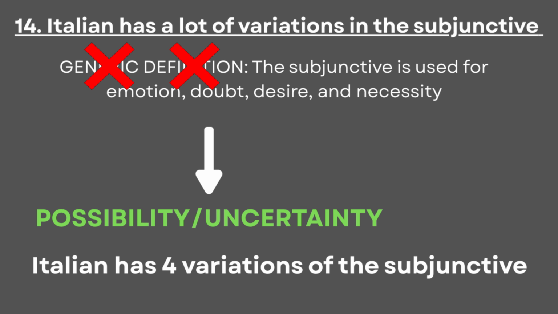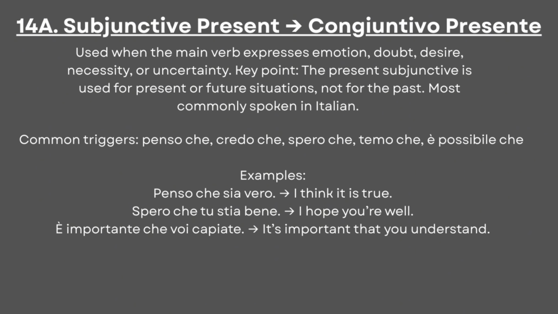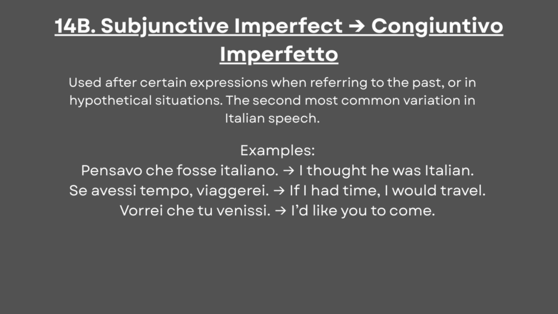And in Italian, there are 4 variations. The present subjunctive is used when the main verb expresses uncertainty, and this form is the most common in spoken Italian. The imperfect subjunctive is used after some expressions when referring to the past, or in hypothetical situations. It's also the second most common variation in Italian speech.